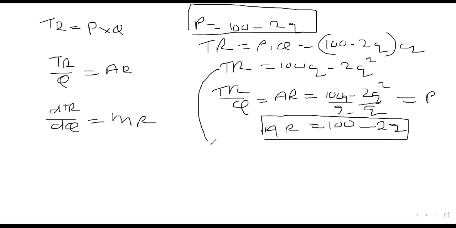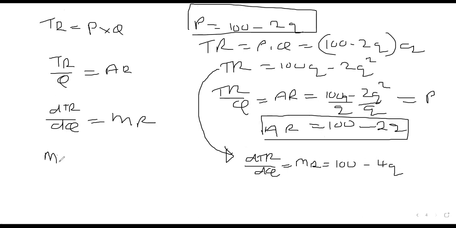Now, when you're differentiating this function, the TR over the Q, this is what we call our marginal revenue. The T becomes an M, if you want to remember. So 100Q, when differentiated, is 100. 2Q squared, when differentiated, we get a 4Q. So this is what we call our marginal revenue.